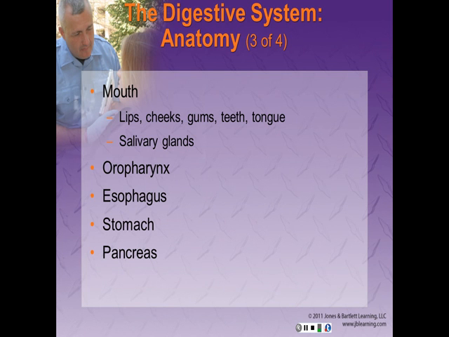The oropharynx is a tubular structure which extends from the back of the mouth to the esophagus and trachea, and the esophagus is a collapsible tube about 10 inches long. It extends from the end of the pharynx to the stomach, and the muscles in the wall of the esophagus propel food to the stomach. The stomach is a hollow organ found in the left upper quadrant. It receives food and stores it, and provides for movement into the bowel.